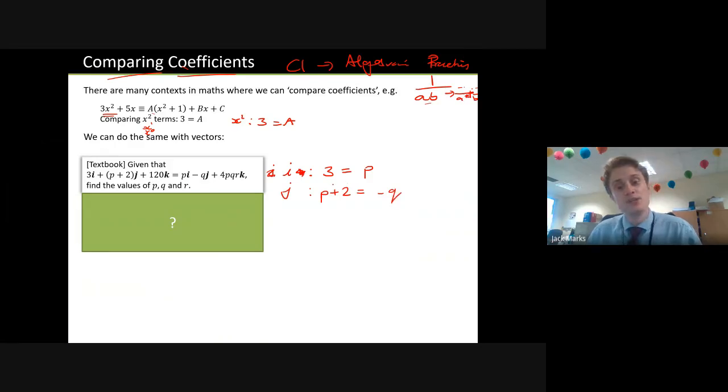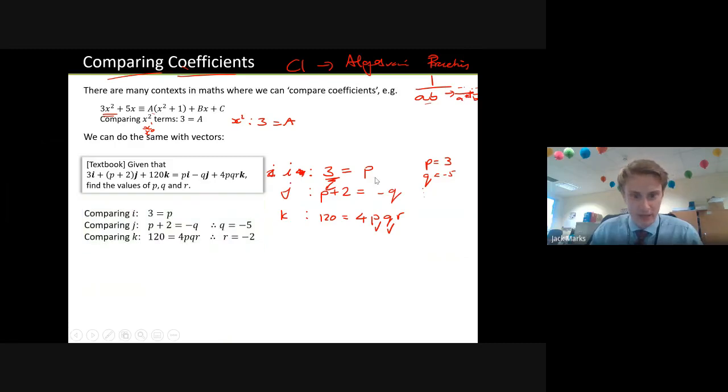Well, you see that you can use these together. So you can use that result over there. So p equals 3. 5 equals minus q. So q is minus 5. And the last one, k, you can do the same sort of thing. So 120 equals 4pqr. Well, we've got that one. We've got that one. So you could find r. So this is called comparing coefficients.